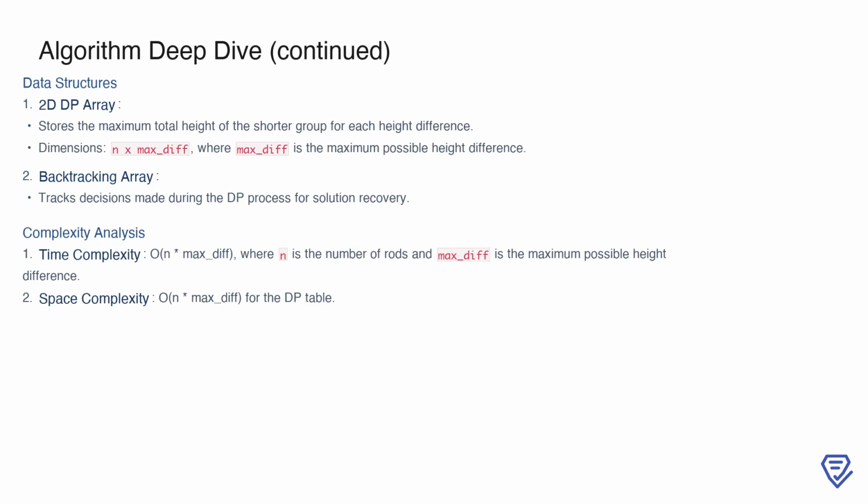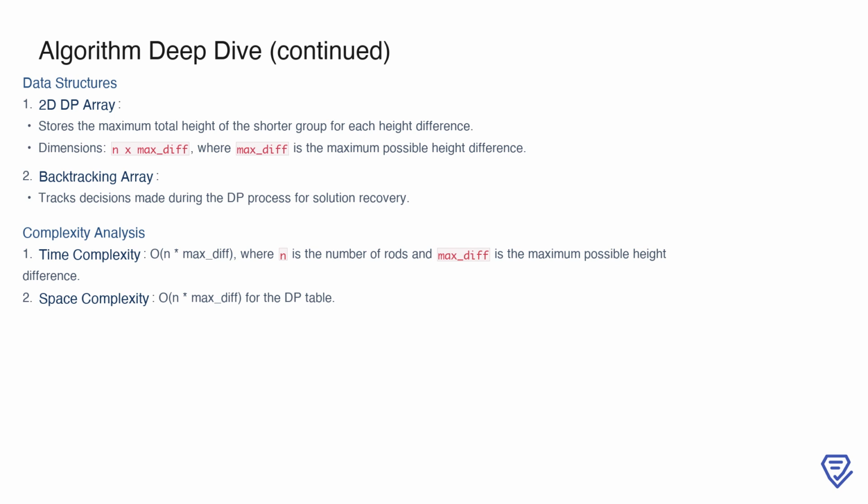The implementation of this approach relies on two key data structures. First, we use a 2D dp array to store the maximum total height of the shorter group for each possible height difference. The dimensions of this array are determined by the number of rods and the maximum possible height difference, ensuring we cover all potential states. Second, a backtracking array can be used to track the decisions made during the dp process, allowing us to reconstruct the two groups of rods.